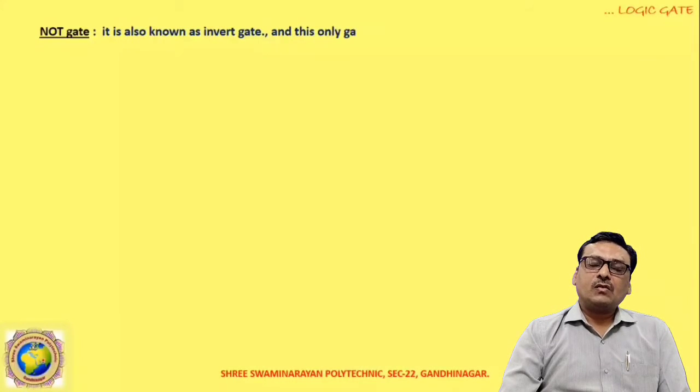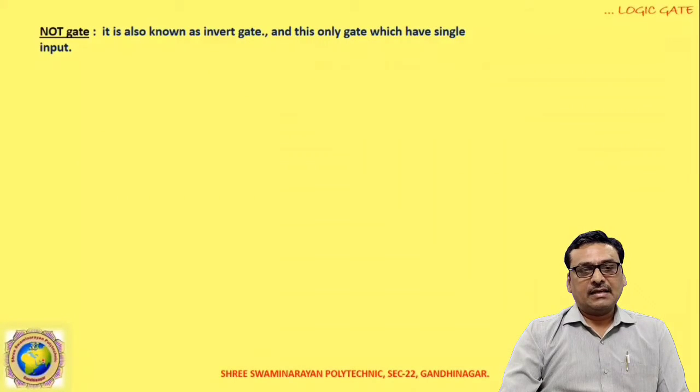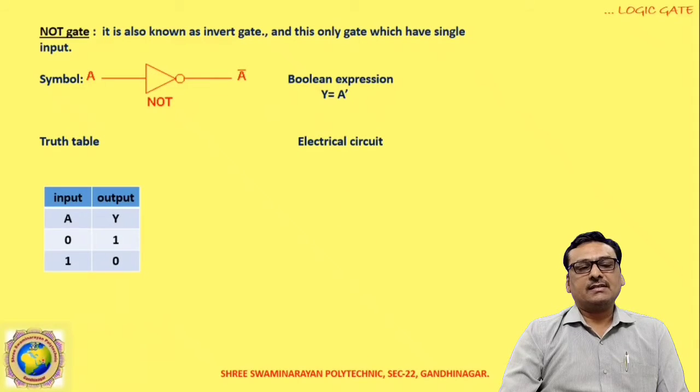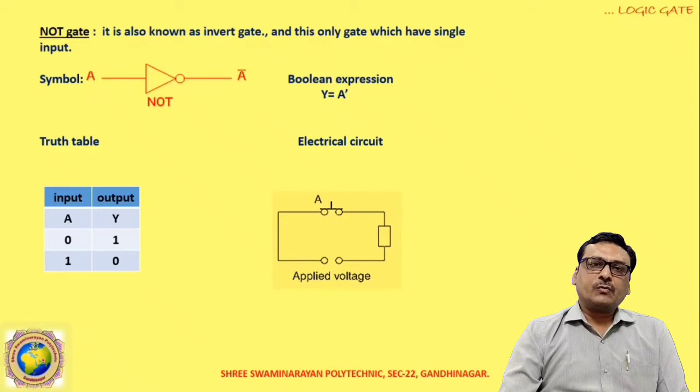The NOT gate is also known as the inverter gate, and it is the only gate having a single input. In the symbol, the input is A and the output is A bar. Its Boolean expression is Y equals A bar or A dash. Its truth table has a single input, so 2 raised to 1, which means 2 possibilities. The input A is 0 or 1. It simply inverts the input. If the input is 0, it is converted into 1, and if it is 1, it is converted into 0, as shown in the truth table.